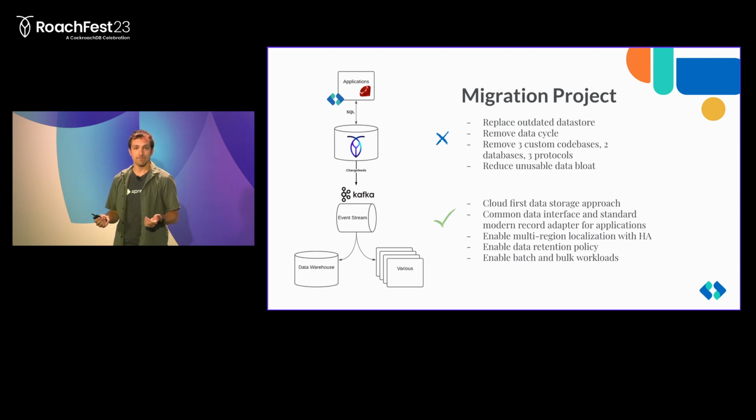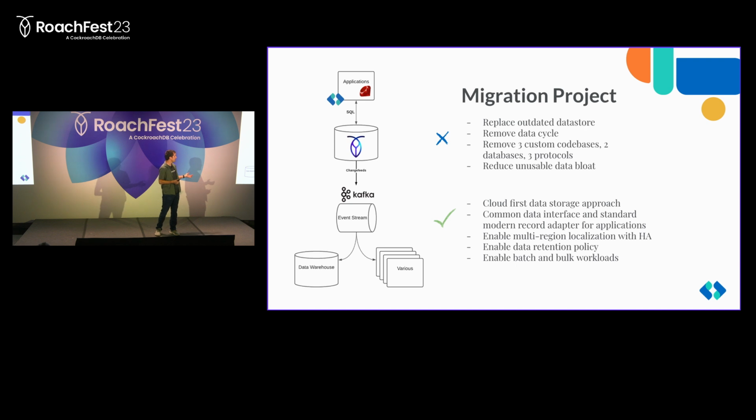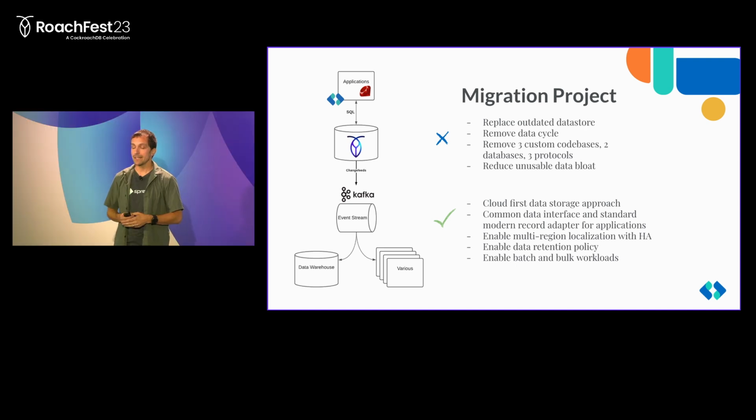And what did we get? We got a cloud-first data storage approach. We now have a common adapter that we can build more applications on top of CockroachDB. It's going to be the foundation for our multi-region and data localization strategy. We're applying the data retention policy as close to the data as possible. And of course, we get our batch and bulk workloads.